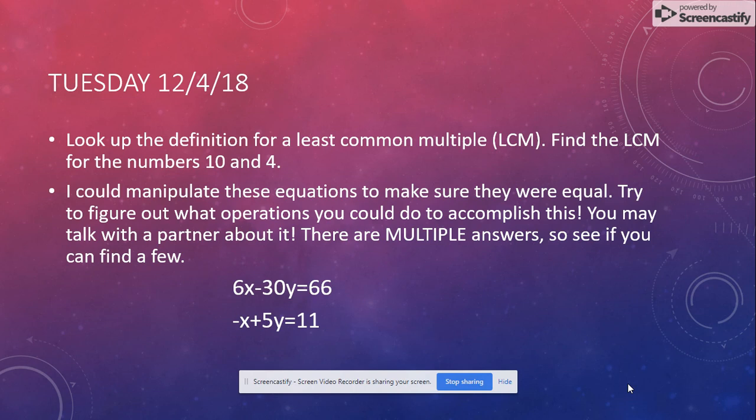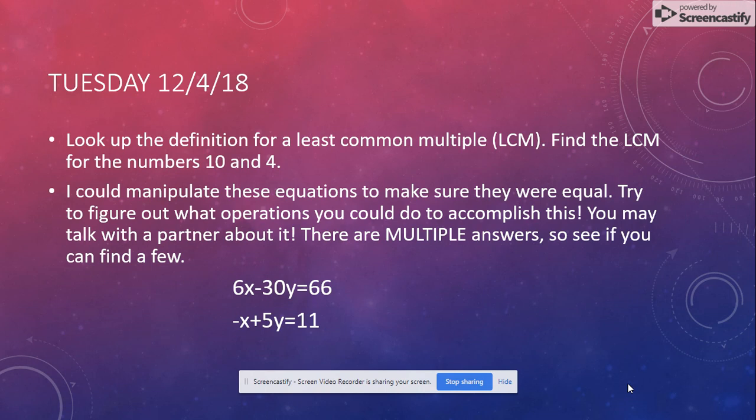There's a whole bunch of answers here, but you'll notice that these are the same equation. You're going to come across things today where if you find your least common multiple and you multiply, you're going to get the exact same equation. So keep that in mind. If they're the same equation, what does that mean? They're infinite solutions, right? Y'all remember that?